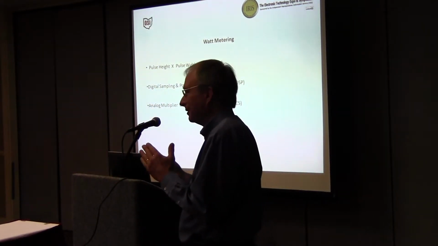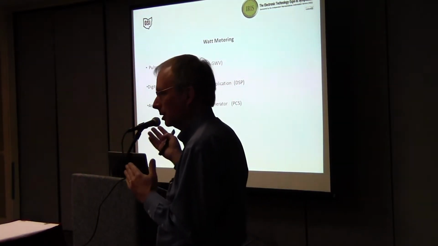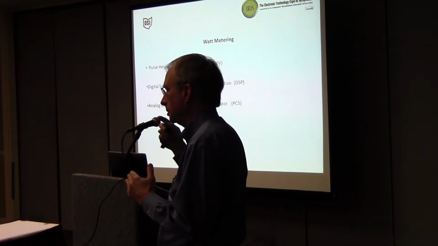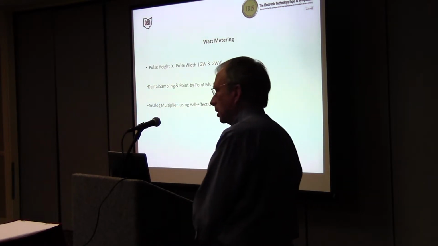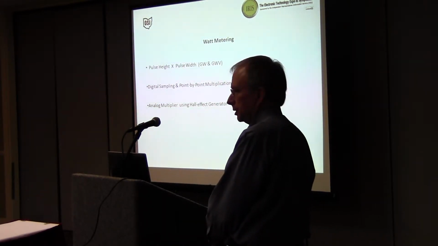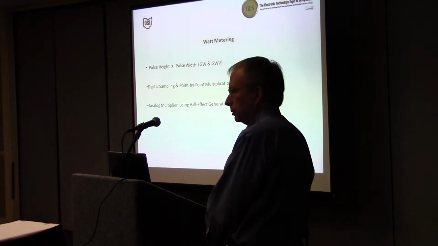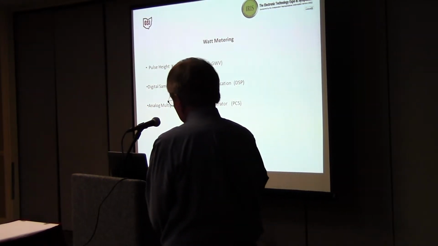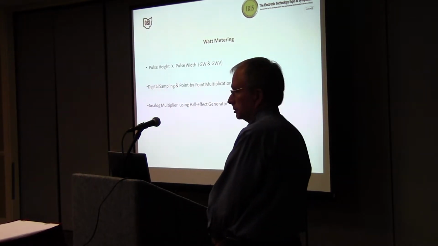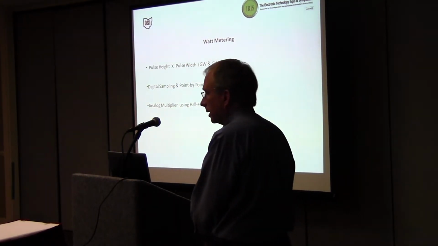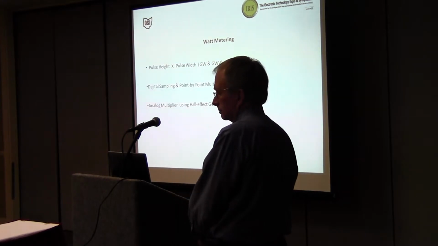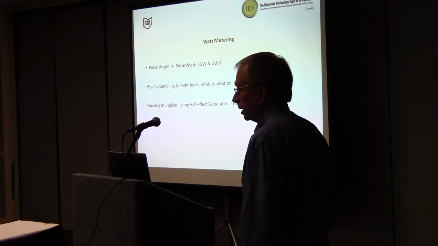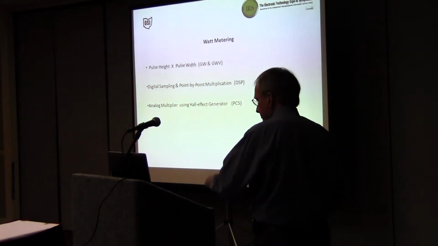That's watts. If the current in your system is proportional to the current through the generator, and the magnetic field is proportional to the voltage in your system, you expose a Hall generator to that, and you've got a very simple device that does the multiplication, and it's true watts. It does a true multiplication. There's no sampling error. And we have a product called the PC5 that operates on that principle.